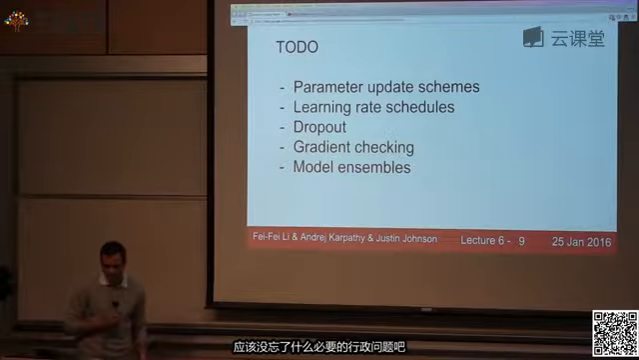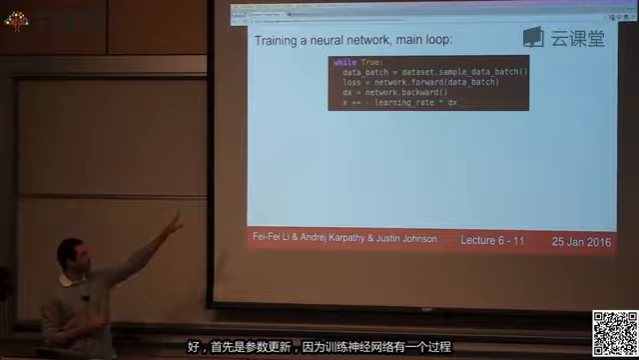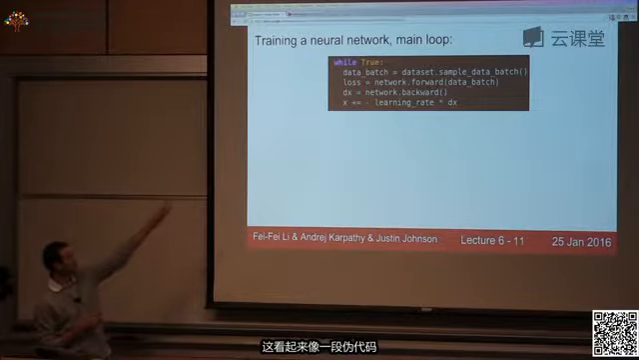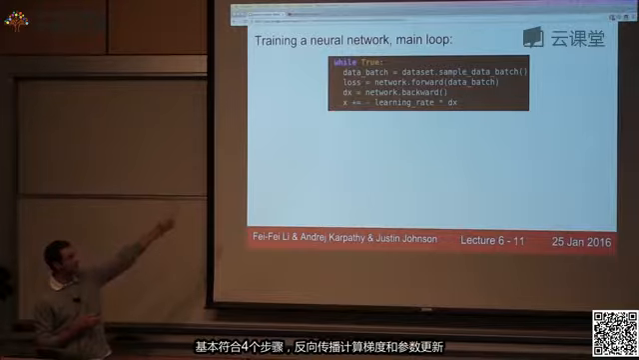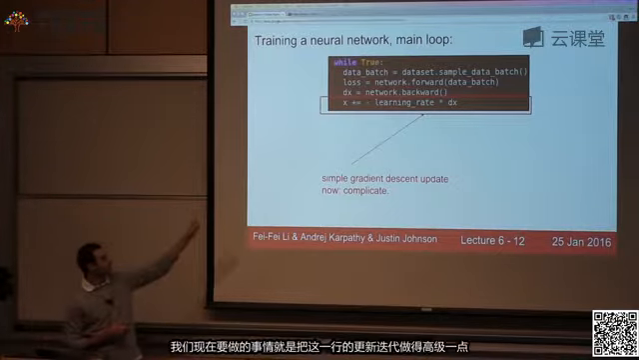Not necessarily? Okay. So, parameter updates. Recall that there's this 4-step process to training a neural network, and this is pseudocode of what it looks like. We get a data batch, evaluate the loss, evaluate the gradient, and perform a parameter update. When I talk about parameter updates, we're specifically looking at this last line in here.